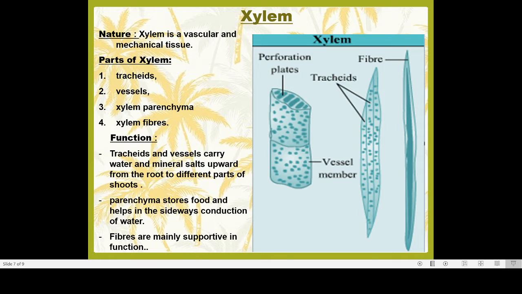So xylem is a vascular and mechanical tissue which consists of 4 different parts, namely tracheids, vessels, xylem parenchyma and xylem fiber. Tracheids and vessels carry water and mineral salts from the root to different parts of the plant in an upward movement, whereas xylem parenchyma stores food and helps in the sideways conduction of water. Xylem fibers are a supportive tissue.